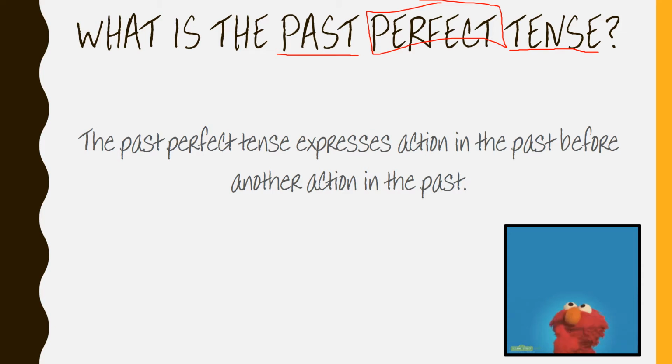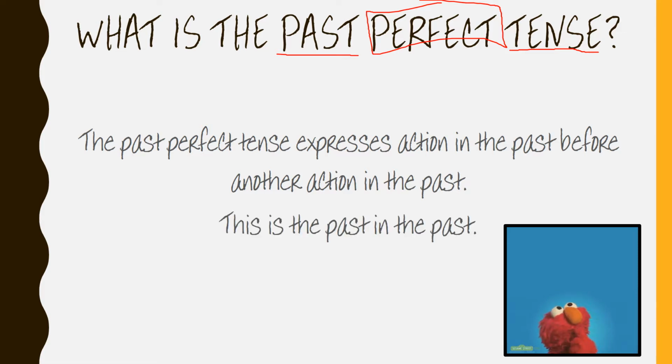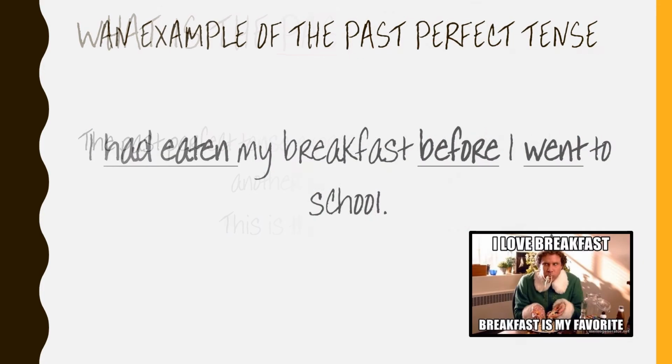So the past perfect tense expresses an action in the past before another action. Notice it says before another action. That tells us that in a sentence in the past perfect tense, there are actually going to be two actions, two verbs taking place. One is taking place before another one, and both are in the past tense. Both are already complete and done and perfect. We're just going to look at a few examples.